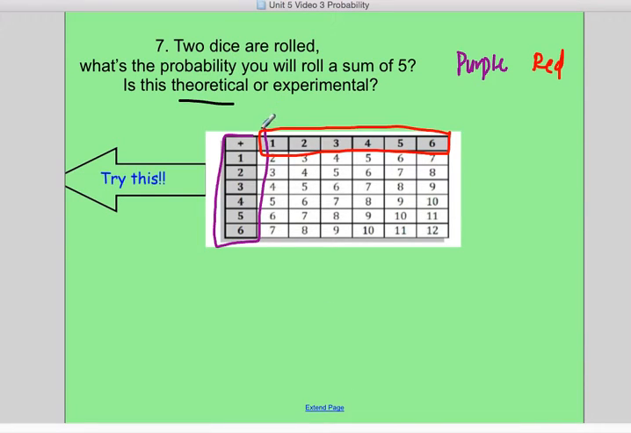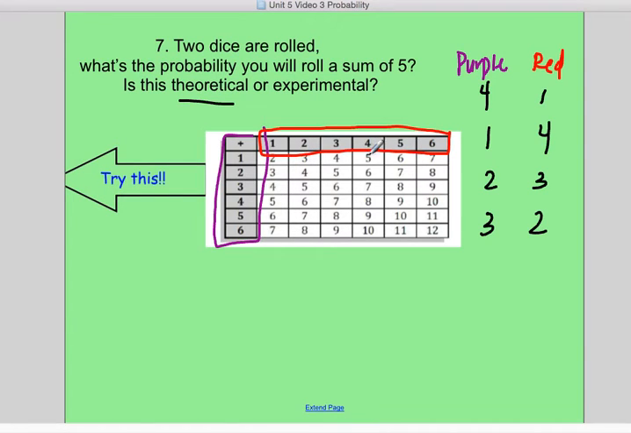Well, for a sum of 5, here's 1 plus 4. So that's when my purple was 4 and my red was 1. But I could have had a purple of 1 and a red of 4. So those are 2 different options. Same thing with 2 plus 3 and 3 plus 2. And that would be all my options because I don't have any other options. Remember, a die is 1 to 6.